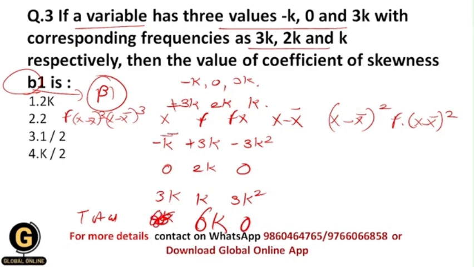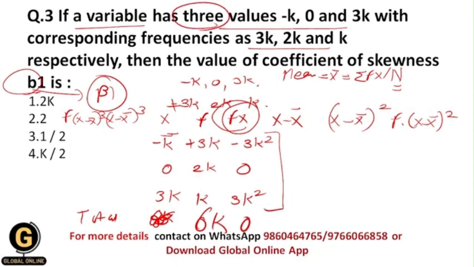Now first of all, let us find out the mean of the whole data set. The formula is mean x bar is equal to summation of fx upon capital N. Here fx is this column, its summation is the sum of all these values, and capital N means the total number of observations, which is 3, because there are 3 values of the variable. So it will be 0 upon 3, which is 0, and that's why the mean value will be 0.